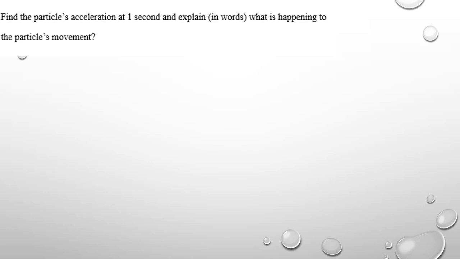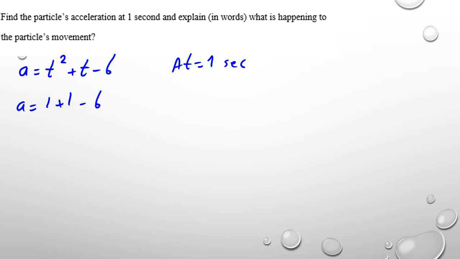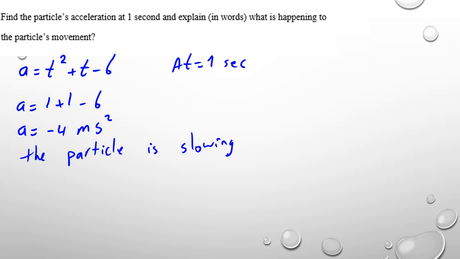So you've already got the acceleration function because we found it when we differentiated the velocity. That's the one here. Now at 1 second, t is 1, so a is equal to 1 plus 1 minus 6. So a is equal to -4 meters per second squared. Remember, that's acceleration, which means the particle is slowing down, deaccelerating. You could say deaccelerating or slowing down, depending on which words you use.